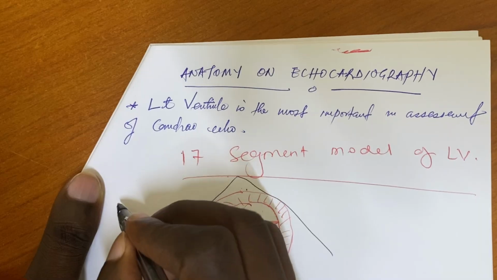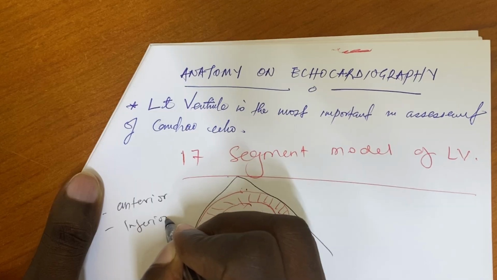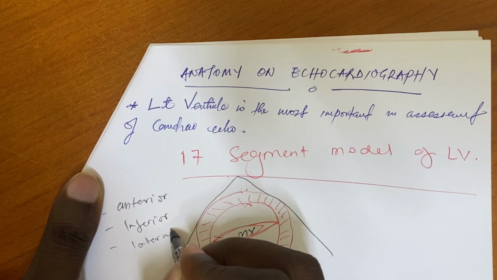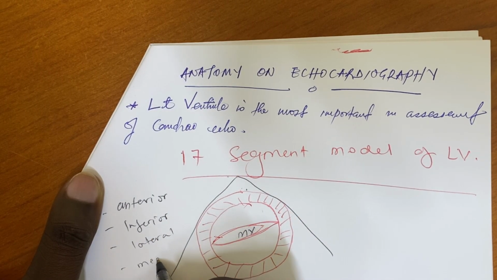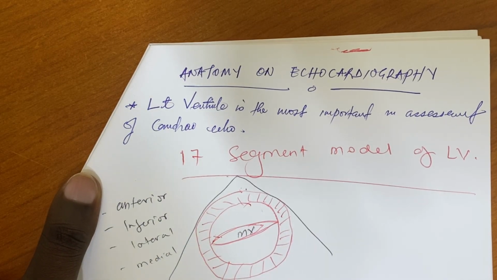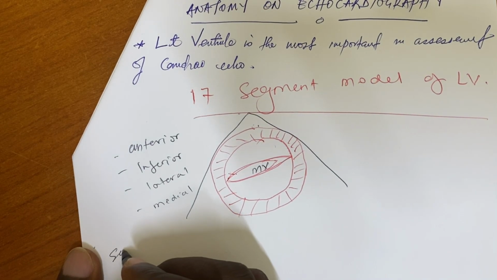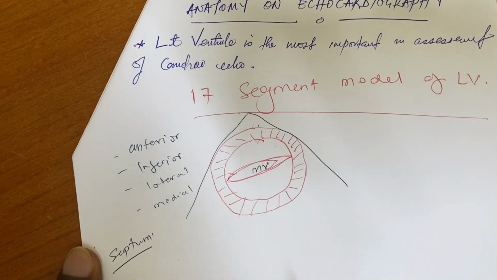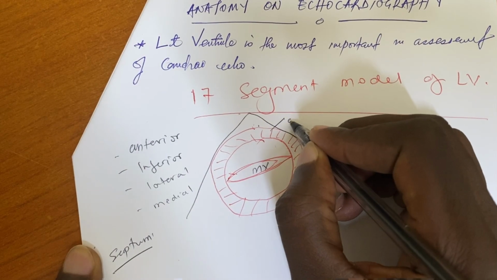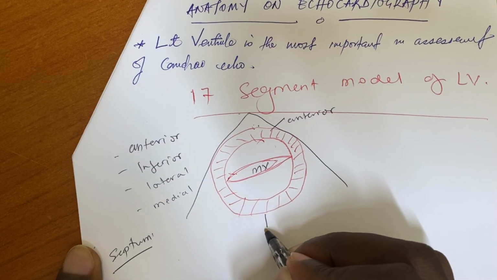So what you should know, we have anterior and inferior, lateral, medial. But the medial part will not be all that much important. Remember also, we said that they will have the septum. So what we actually see on the heart, we have this, correct? This is anterior, and this one we are going to call it inferior.